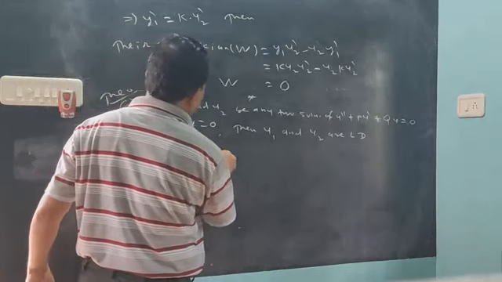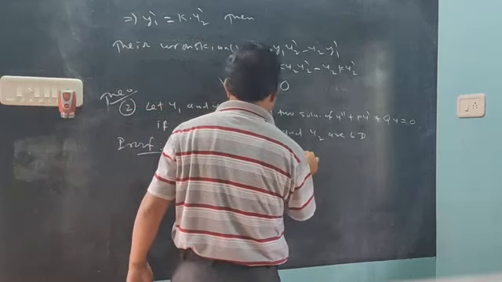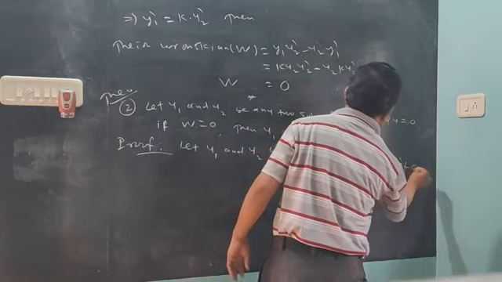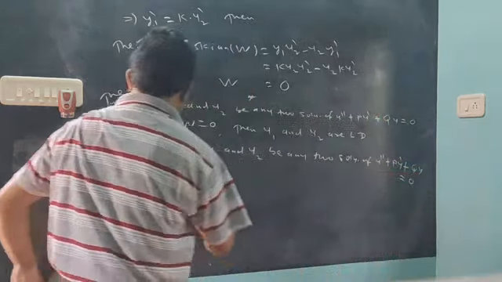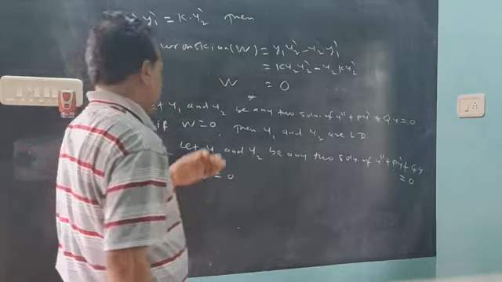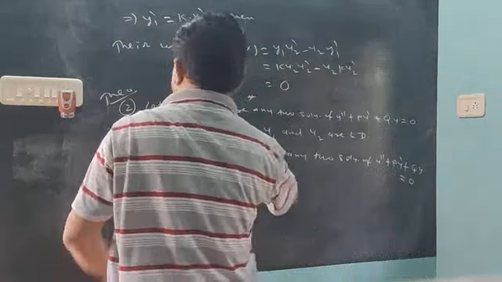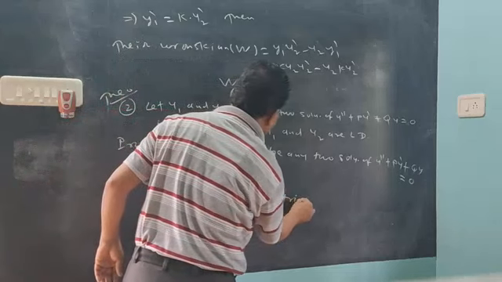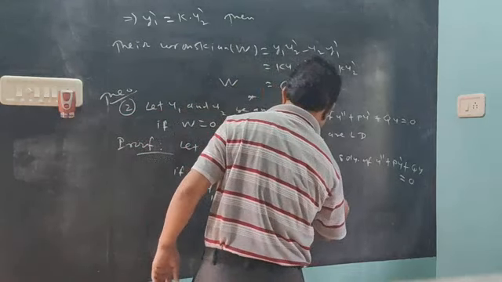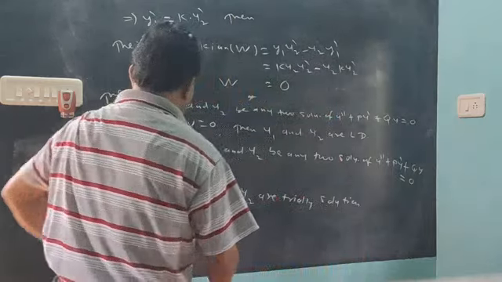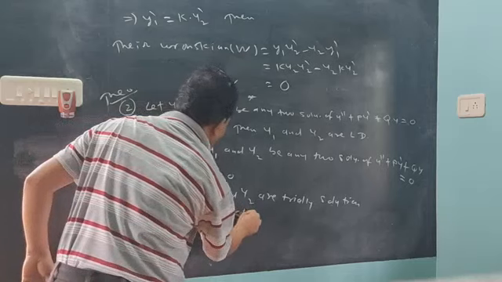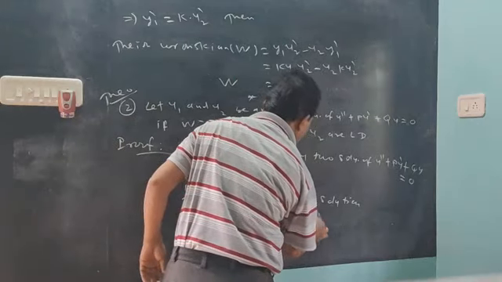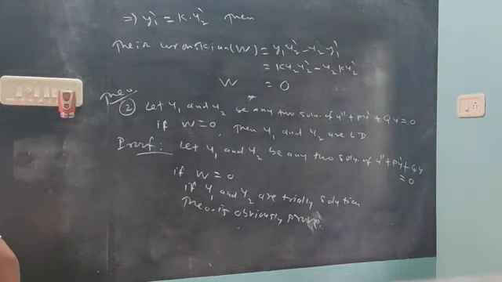Let y1 and y2 be any two solutions of this differential equation, and the Wronskian is 0. Then y1 and y2 are linearly dependent. If y1 and y2 are trivial solutions, meaning zero solutions, then the theorem is obviously true and it is not necessary to prove it. For the trivial solution, y1 dash is zero and y2 dash is zero.